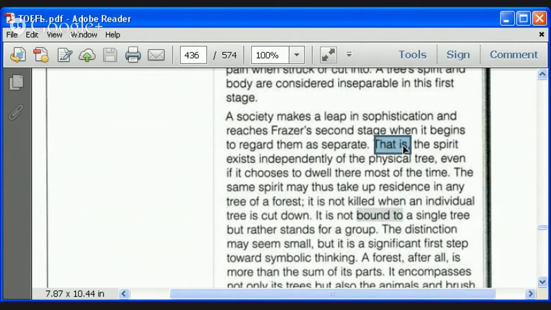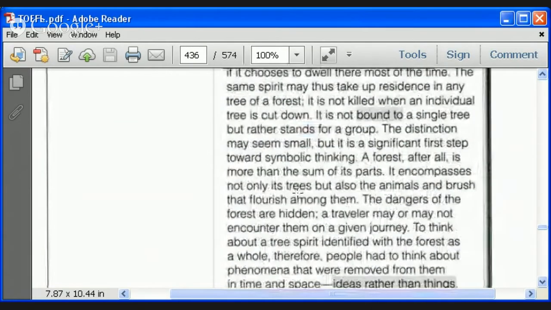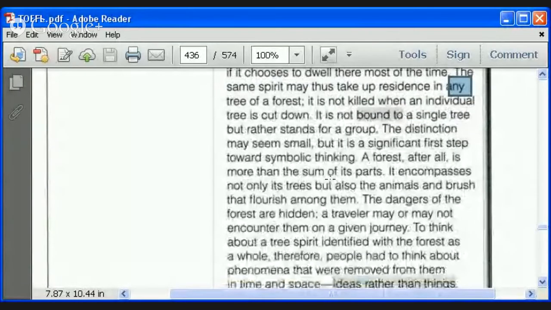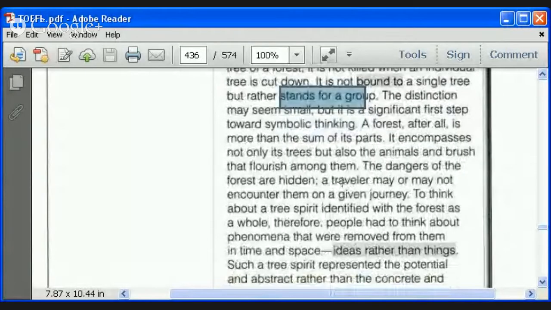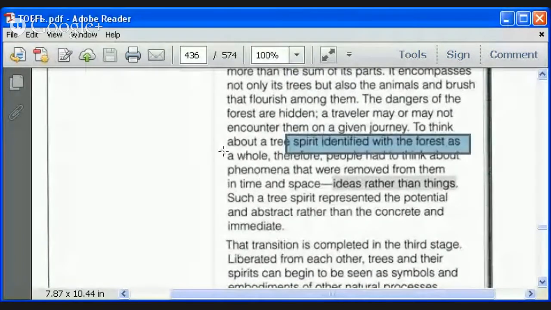The spirit exists independently of the physical tree, even if it chooses to dwell there most of the time. Okay, so stage 2, the tree spirit can move around. Cool. Take up residence in any tree. Oh, okay, it stands for a group. Tree spirit identified with the forest as a whole.